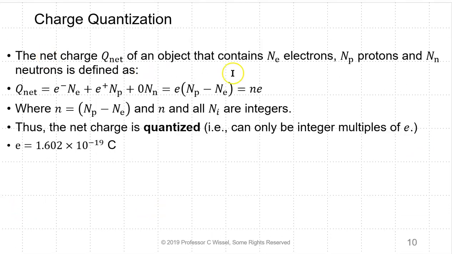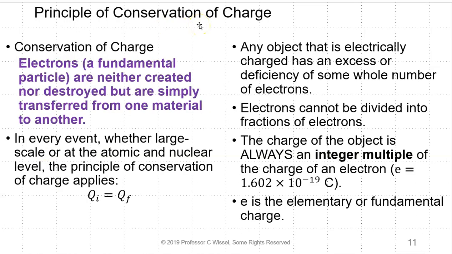So the net charge Q_net of an object that contains N_E electrons, N_P protons, and N_N neutrons is defined as Q_net equals (-e) times N_E plus (+e) times N_P plus 0 times N_N. We can rewrite that. The 0 is going to cancel out as e, that's the elementary charge, times the quantity N_P minus N_E. Now we can rewrite this as little n times e, where little n is the number of protons minus the number of electrons, and all of these n's are integers. This net charge is quantized. It can only be integer multiples of the elementary charge e, where e is 1.602 times 10 to the minus 19 coulombs.